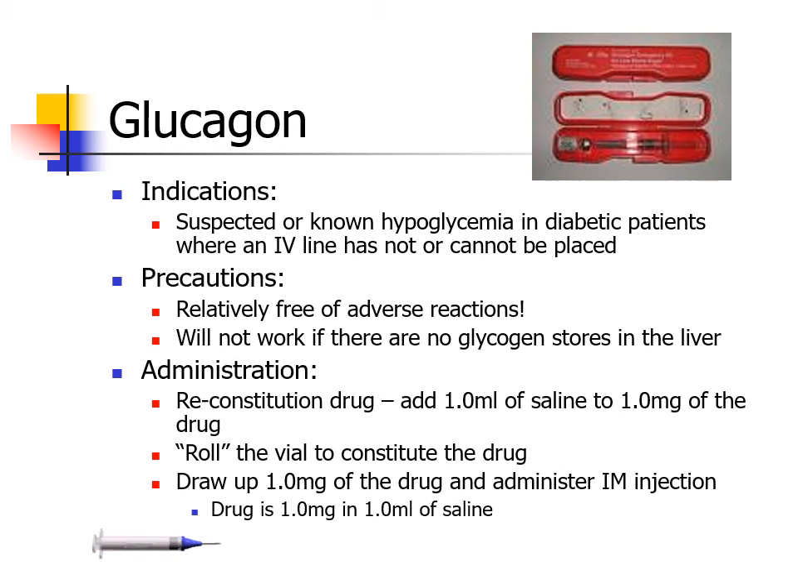Glucagon. Indications. Suspected or known hypoglycemia in diabetic patients where an IV line has not or cannot be placed. Precautions. This is relatively free of adverse reactions. It will not work if there are no glycogen stores in the liver. Administration. Reconstitute the drug. Add 1 milliliter of saline to 1 milligram of the drug. Roll the vial to constitute the drug. Draw up 1.0 milligrams of the drug and administer IM injection. The drug is 1 milligram in 1 milliliter of saline.